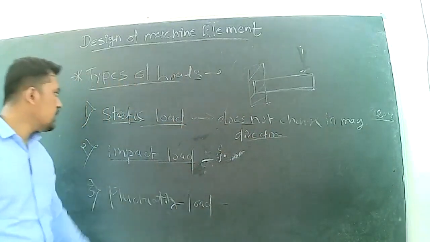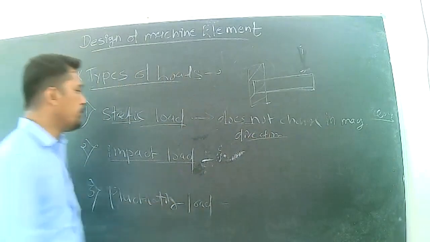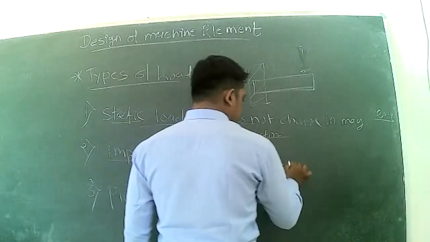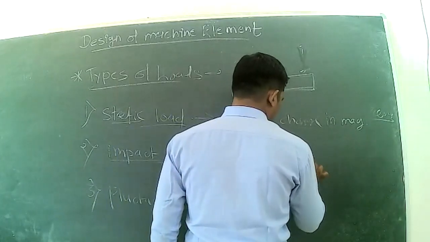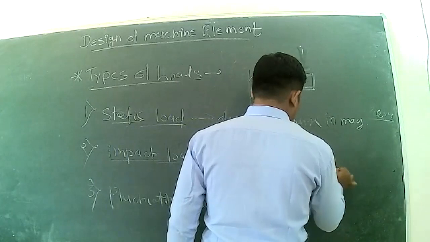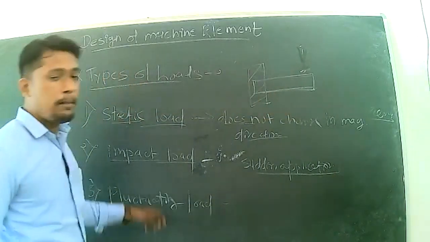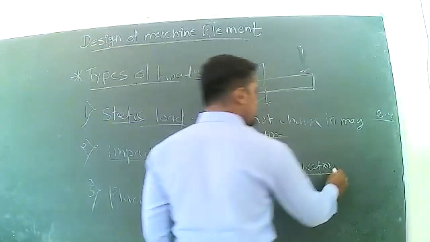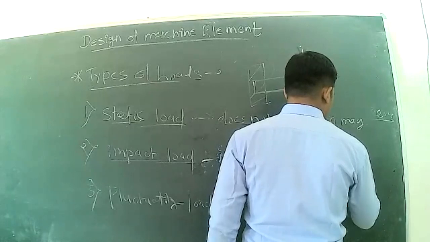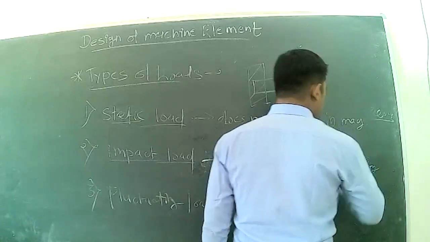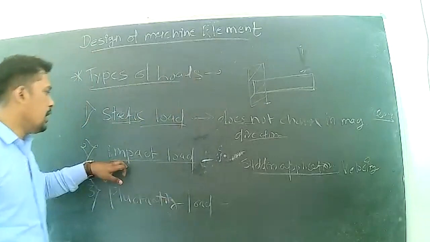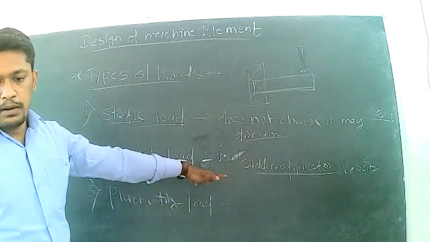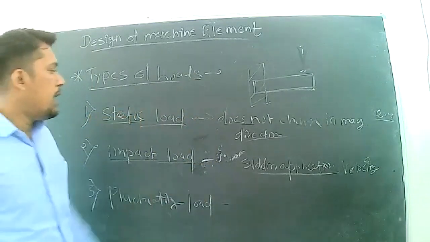Next, impact load. Impact load is nothing but the sudden application of load with velocity. Its example is a hammer.